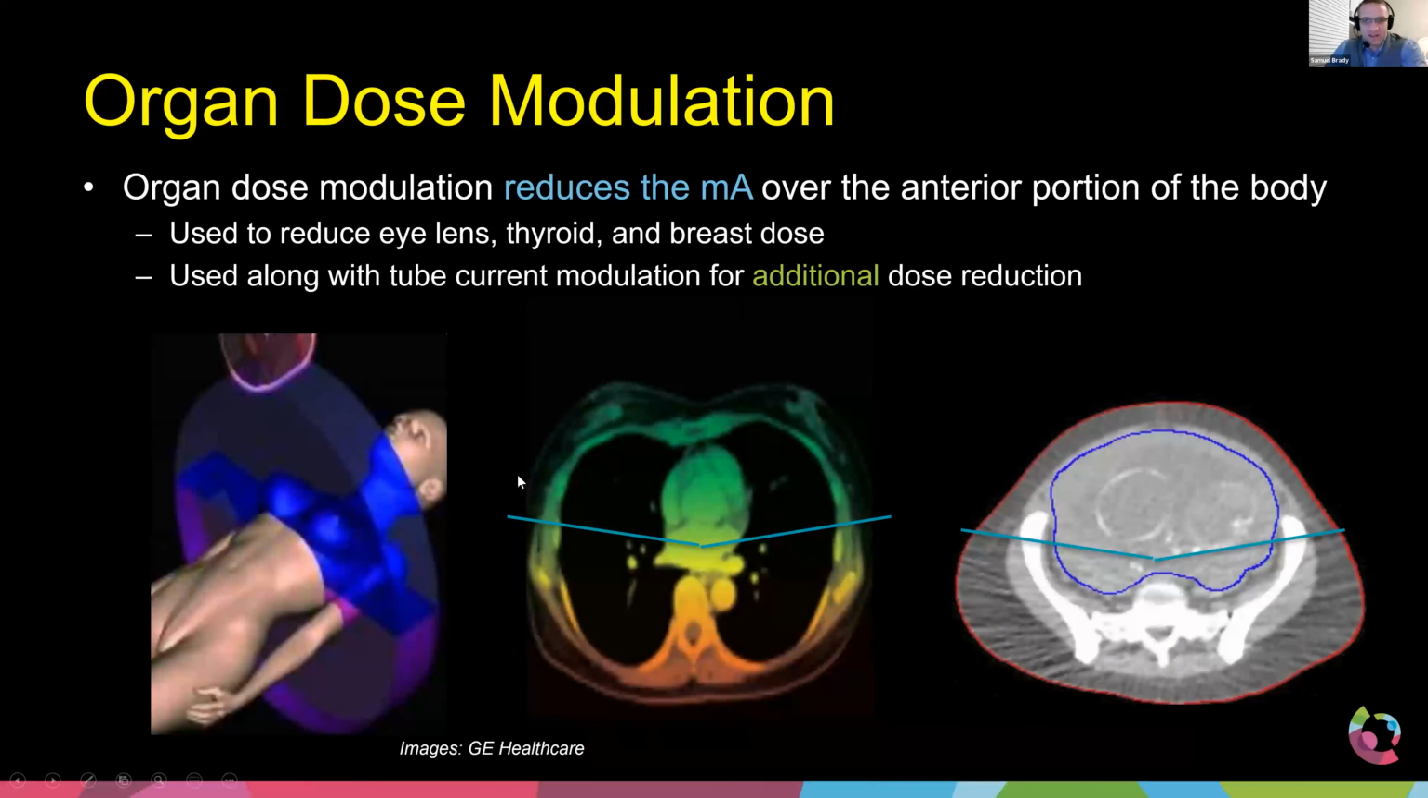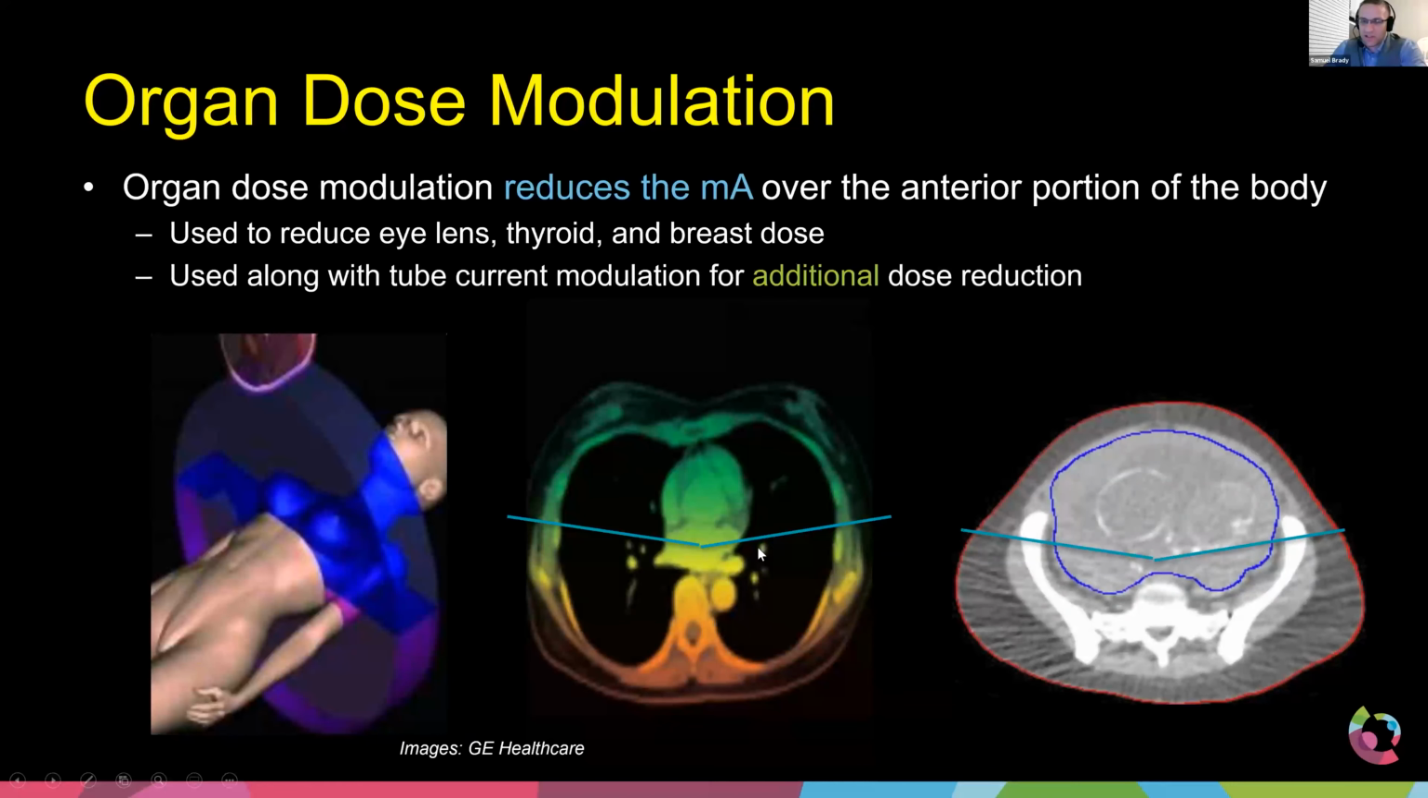GE provided this. I thought it was just a good way to graphically see this, or pictorially see this. So here's a transaxial view of a chest, of the thorax. And for the most part, the dose is much lower here anterior. So the breast tissue is definitely getting less radiation, but basically so is everything else anterior to the center of the body. And then on the bottom side, dose is just the same. It's always what it was, and nothing changes. And there was a great question last week about, well, could we use this organ dose modulation in, say, a pediatric patient? And the answer is definitely. I'll share my caveat to that in the next slide.